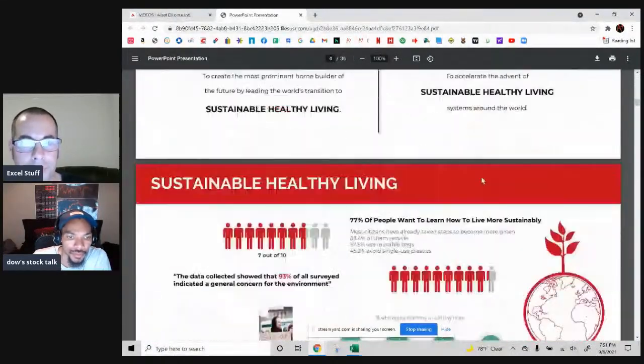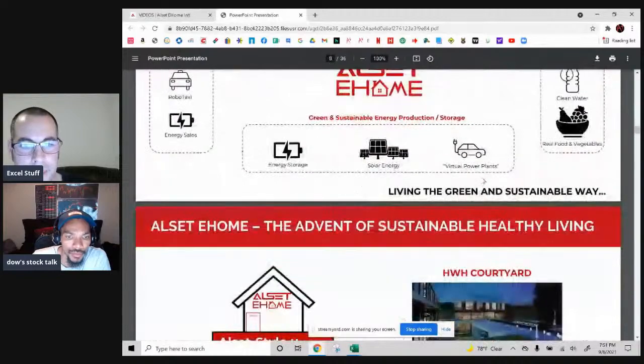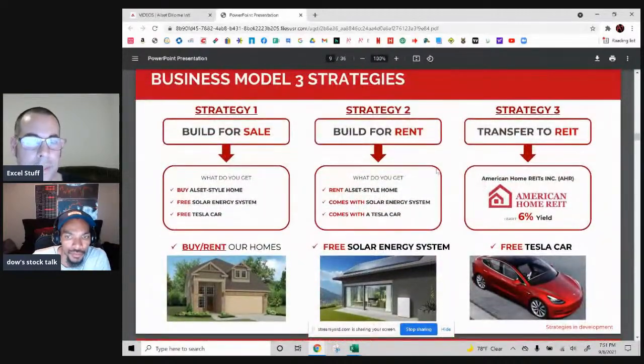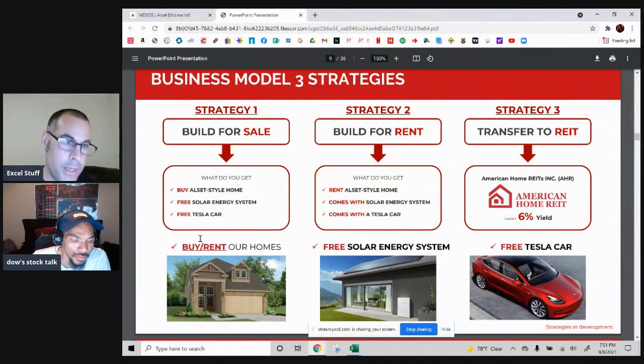So they have 3 business models. They're creating a community. They have 2 communities they're building, one in Texas, one in Maryland, with hundreds of homes in a community. And if you buy a home, that's one of the business models. If you buy the home, you get free solar energy and a free Tesla with the home. Or you could rent the home. That's their other model. If you rent the home, that also comes with a solar system and a Tesla car.